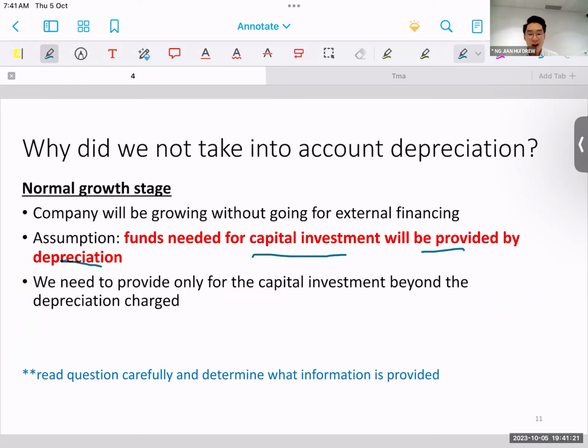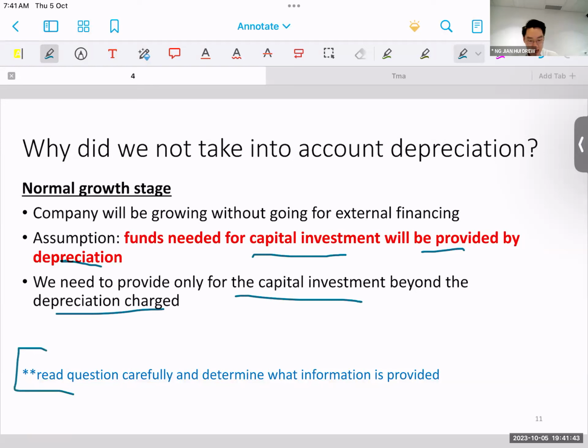So whatever additional money that you have to invest in new fixed asset is equal to the depreciation that you charge on the fixed asset, right? So there is a perfect netting off as well. Again, it's the same thing. You only need to provide capital investment beyond the depreciation charge.